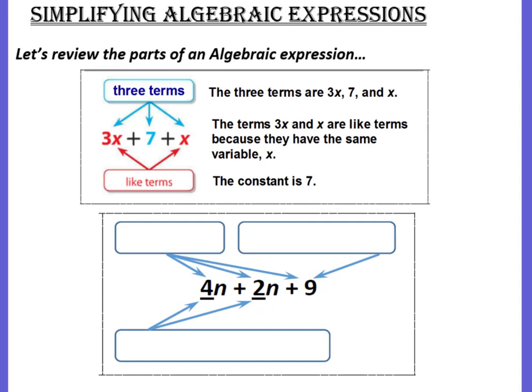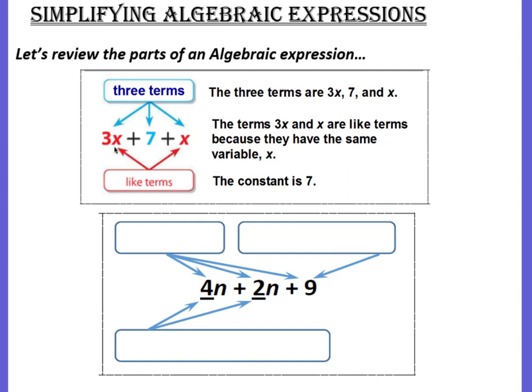Okay, first let's review the parts of an algebraic expression. All right, so we have terms. Remember, the terms are separated by plus or minus signs. So there are three terms. We have 3x, which means 3 times x. We have 7, which is a constant, and we have 1x.